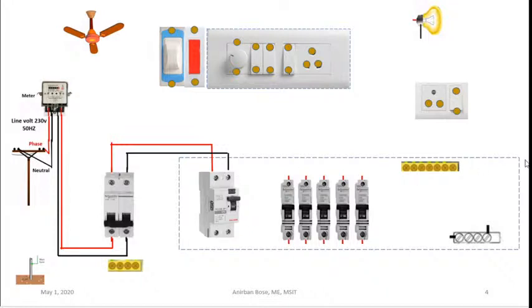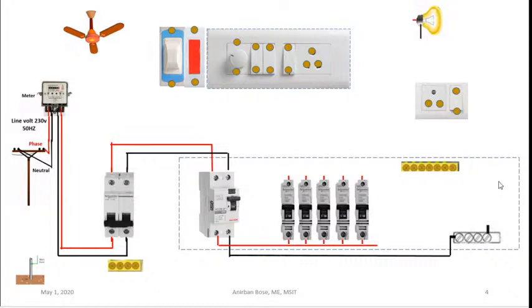Now from the earth leakage circuit breaker, you see the phase line is given to all the MCBs. There may be a number of MCBs depending upon the number of rooms or number of floors, the number of switchboards. So these are the MCBs that are connected through this RCC. And the neutral is going to the neutral bus. Up to this much it is clear?